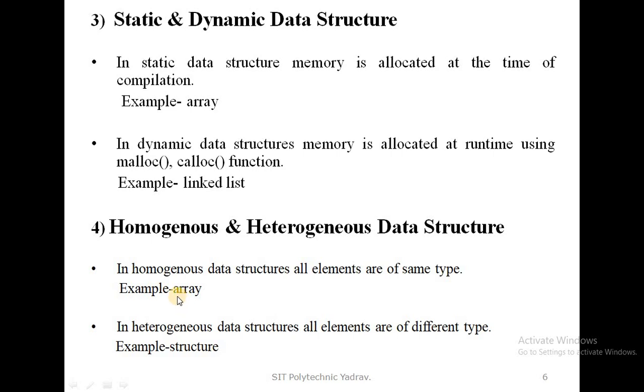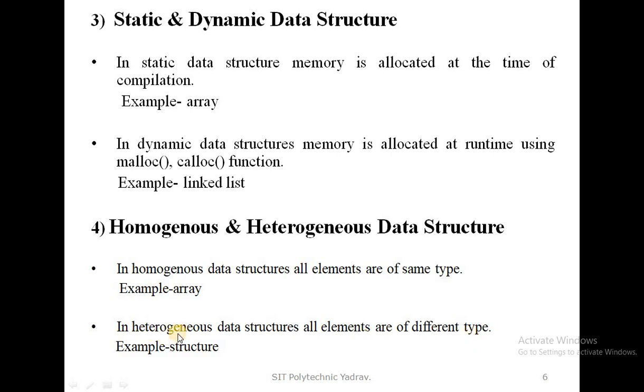For example, we declare an array of 10 elements. It means all 10 elements are of the same type. For example, declare an integer array. It means that all 10 elements are defined as integers. Okay. In heterogeneous data structures, elements are of different types.